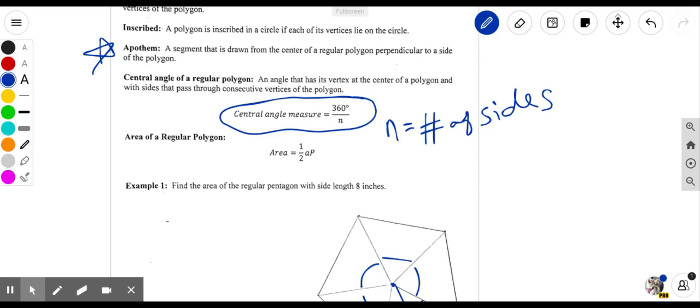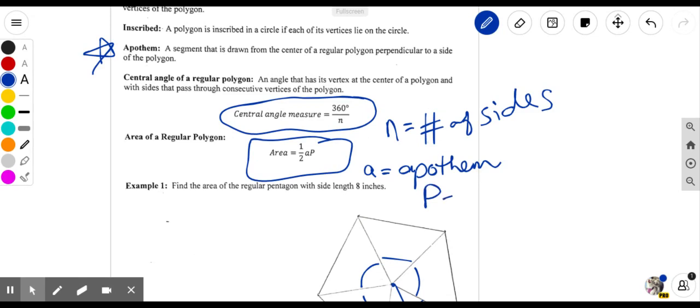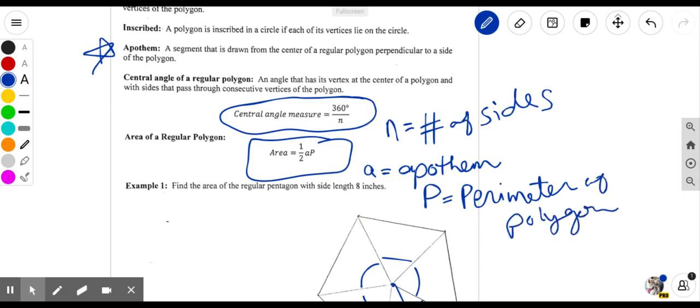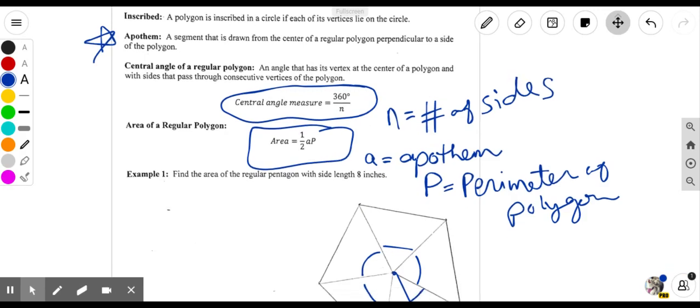Okay, and then right here is the actual formula for the area of a regular polygon, where A stands for the length of the apothem, and the capital P stands for the perimeter of the polygon. So you do 1/2 times the apothem times the perimeter. So most of the time you have to either find the apothem or find the side so you can get the perimeter. And so that's where the trig will come in.